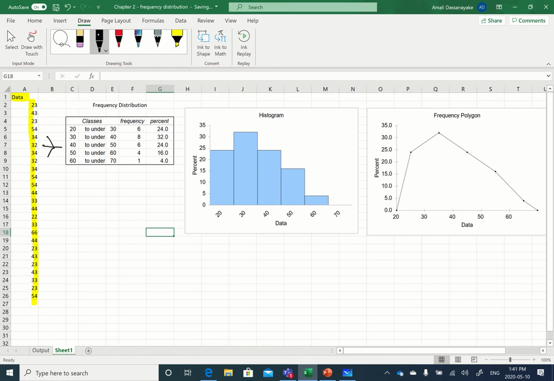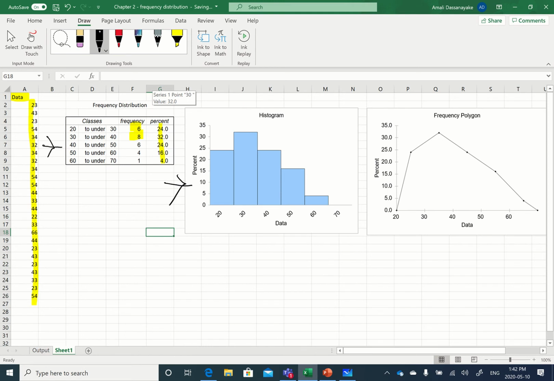You have classes, so 20 to 30, 30 to 40, and so on, and then you count how many data points are in each class. So we have 6 data points from your original data set that fall between 22 and 30, and then we have 8 data points which fall between 30 to 40, and so on. And then we have the percentages done. Using this table, we put it into a graph and we call it a histogram.